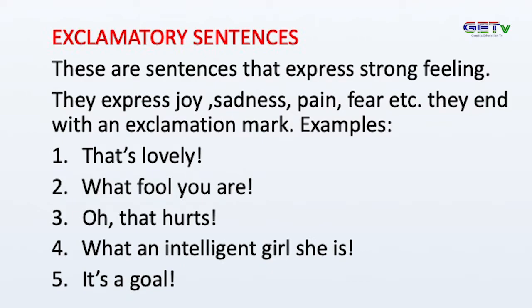Now we look at another type of sentence, which is exclamatory sentences. These are sentences that express a strong feeling. They express joy, sadness, pain, fear, etc. They end with an exclamation mark. Example, that's lovely.